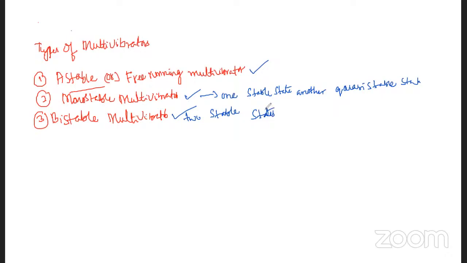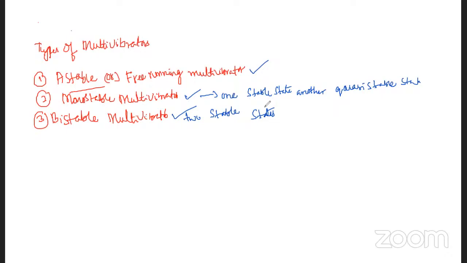Two stable states we have. So it requires the application of an external triggering pulse to change the operation from one state to another state. So it is also called a flip-flop multivibrator because of the possible states it can assume. Okay, so these are the three different types of multivibrators which we have.